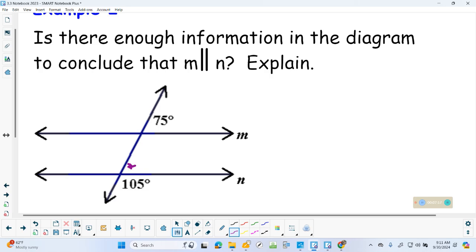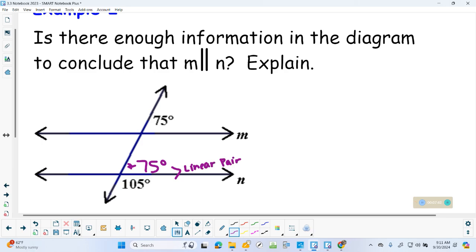Here's a pair that make a line. What type of angles are those? A pair that make a line? Linear pair. And a linear pair should add up to what? 180. So a little mental math here. If you have 105, how much more do you need to get to 180? Yeah. So I'm just going to put a little note here. How I got that 75 is these are a linear pair.